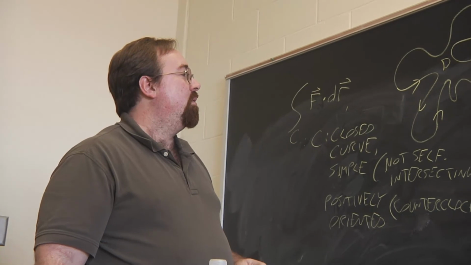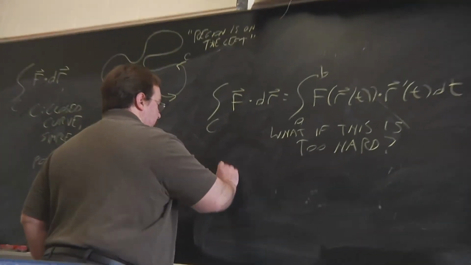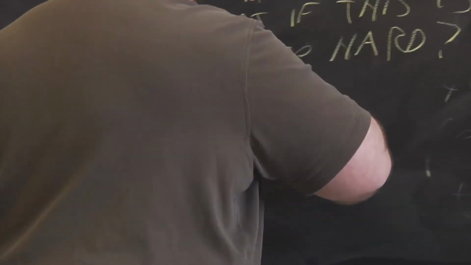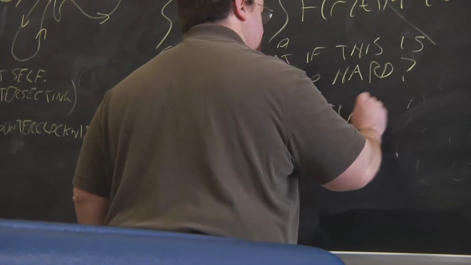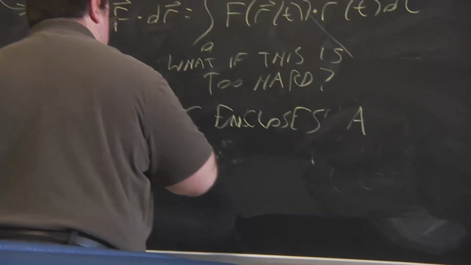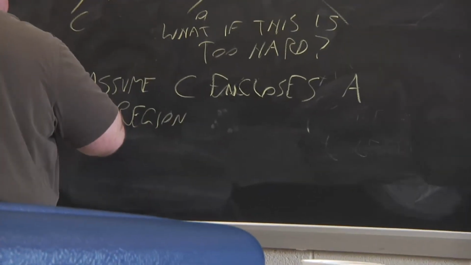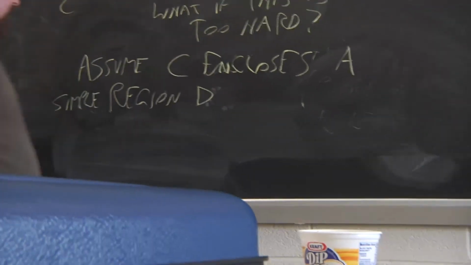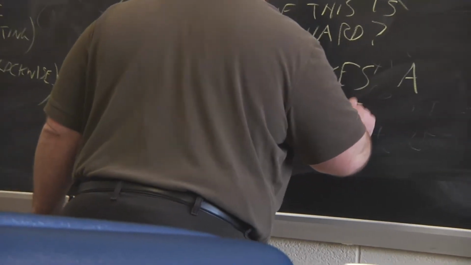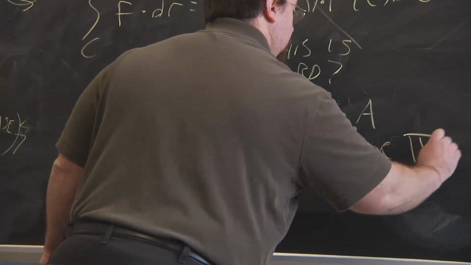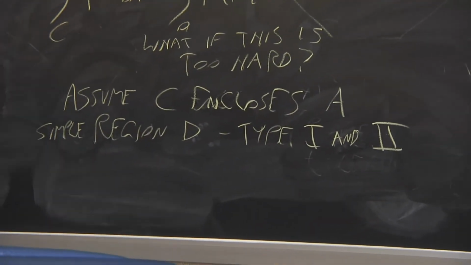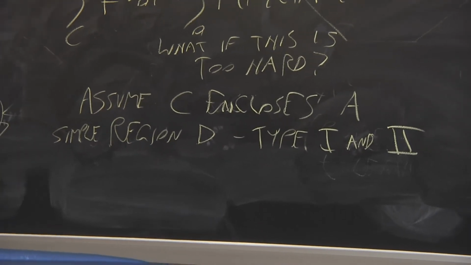Okay, so what we're going to do is assume that this closed curve encloses a simple region D, and by simple I mean it's a region of type 1 and type 2 at the same time. Now, the convenience of that is that we can define a region in two different ways.